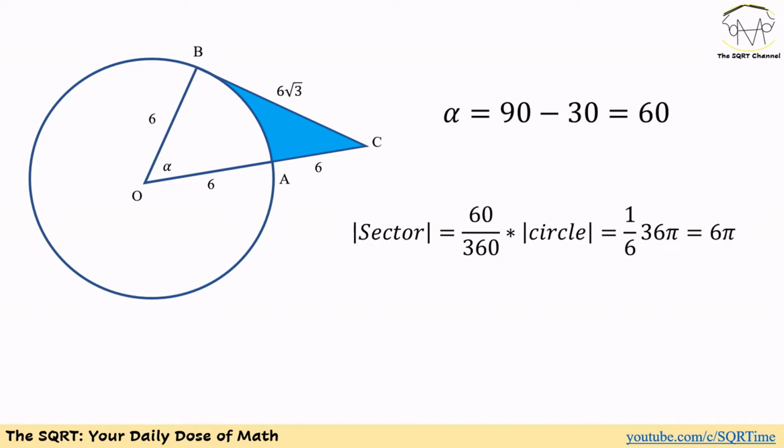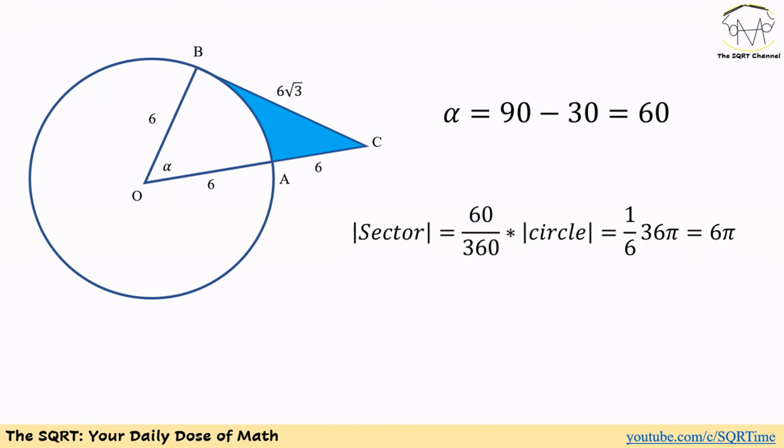The next step is going to be finding the percentage or the area that we have for the sector OBA. To do this, we know that the whole area of the circle is going to be the value that we found before, 36 pi. And the sector that we have for AOB is part of the whole circle. It is basically 60 over 360 times the area of the circle. We can find the answer as 1 over 6 times 36 pi, which is 6 pi.